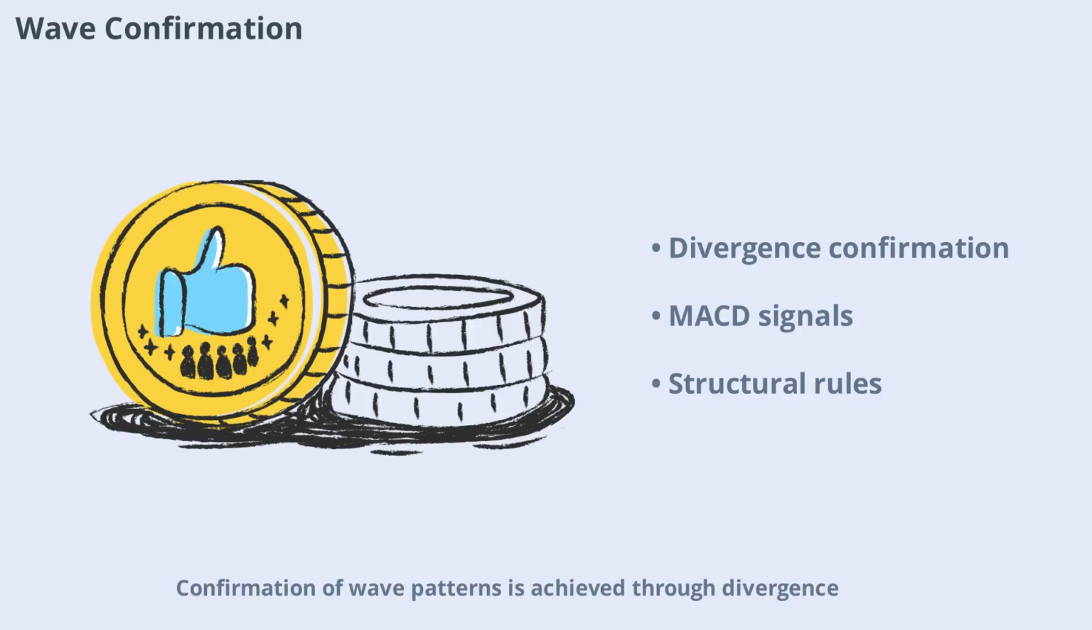Confirmation of wave patterns is achieved through divergence, MACD signals, and pattern guidelines. Positive and negative divergences, MACD crossovers, and adherence to structural rules provide confidence in wave counts. Confirming wave patterns helps traders avoid false signals and improve accuracy.